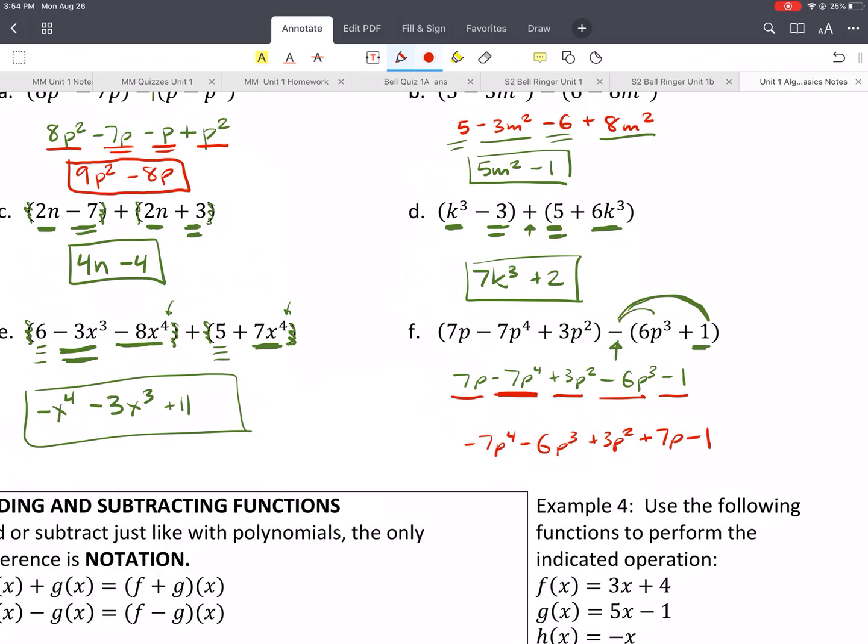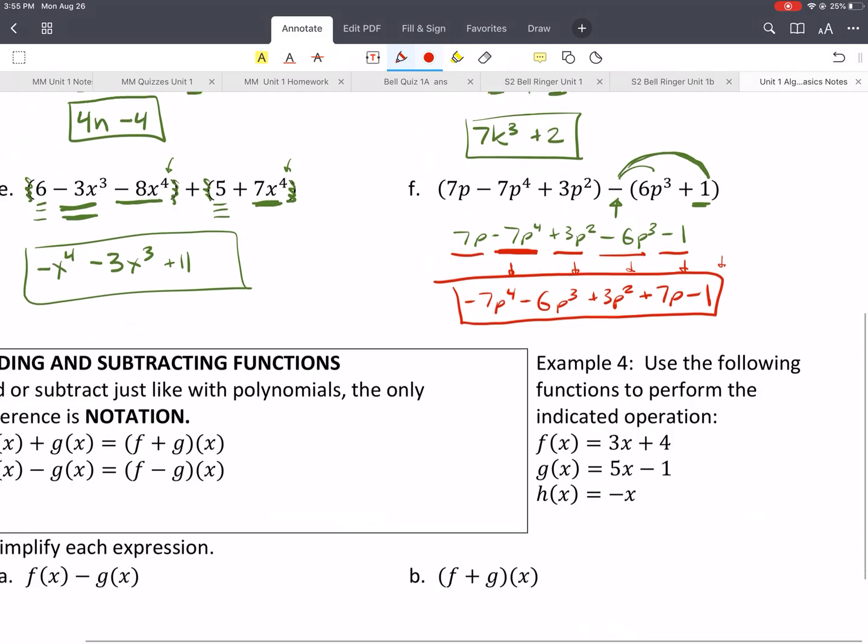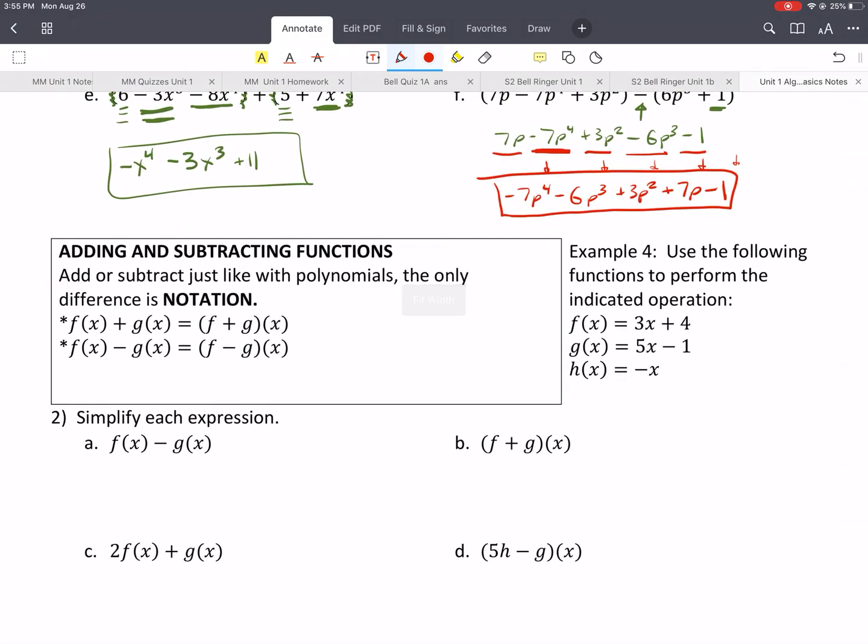So here we don't have to combine anything, but we need to have it in standard form. Highest exponents, so the highest was 4, then 3, then 2, then 1, and then the constant. Okay? All right. If you have any questions, let me know.